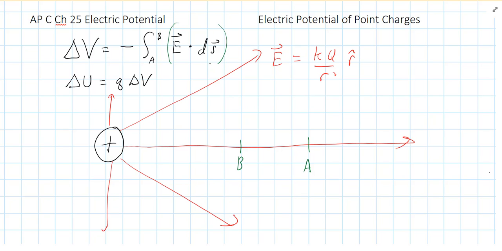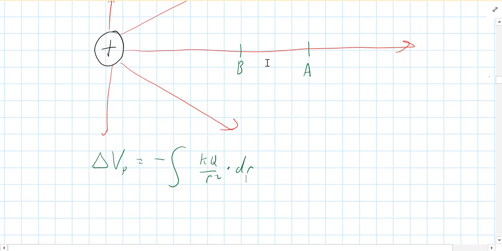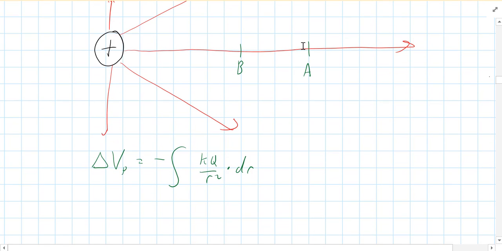All right, we're just going to use this equation along with this equation for electric field, and put limits from A to B in. So change in voltage for a point charge is negative the integral of E, which is kq over r squared, dotted with, instead of ds, dr, because we're moving radially inward or outward here. Now, you'll notice that we are moving to the left. So this is actually a negative dr.